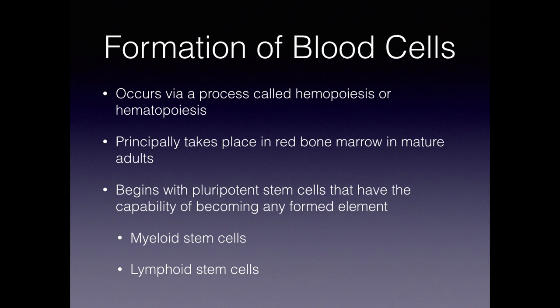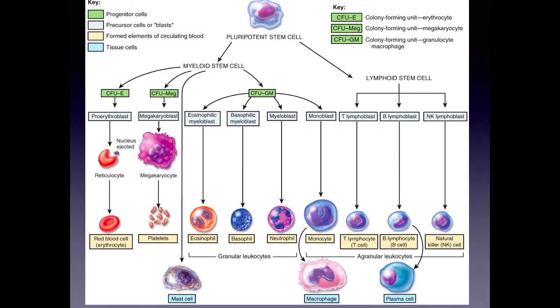The process of making or forming these blood cells has a specific name, and you should be familiar with that. It's referred to as hemopoiesis or in some cases hematopoiesis. I usually refer to it more often as hematopoiesis. Now, I'm going to talk to you about a few concepts. There's a diagram or a figure from your book, figure 19.3. We'll take a look at that here.